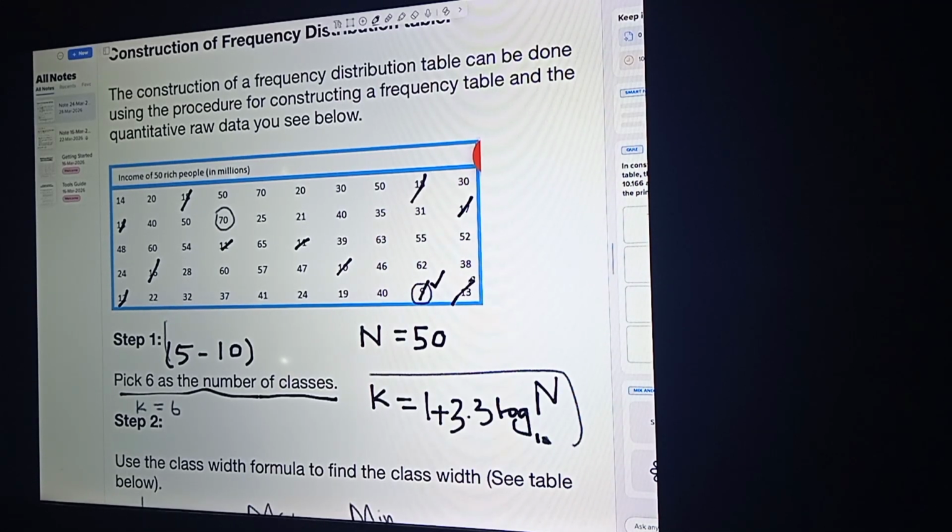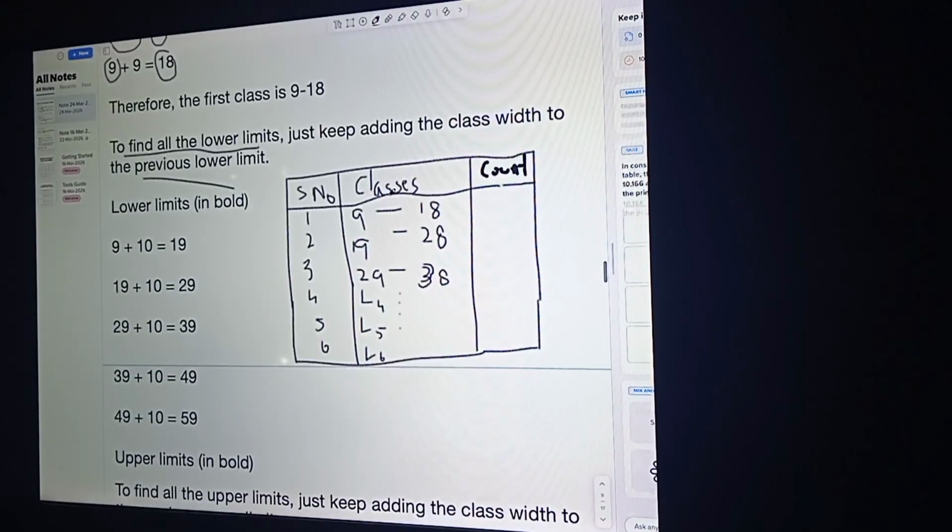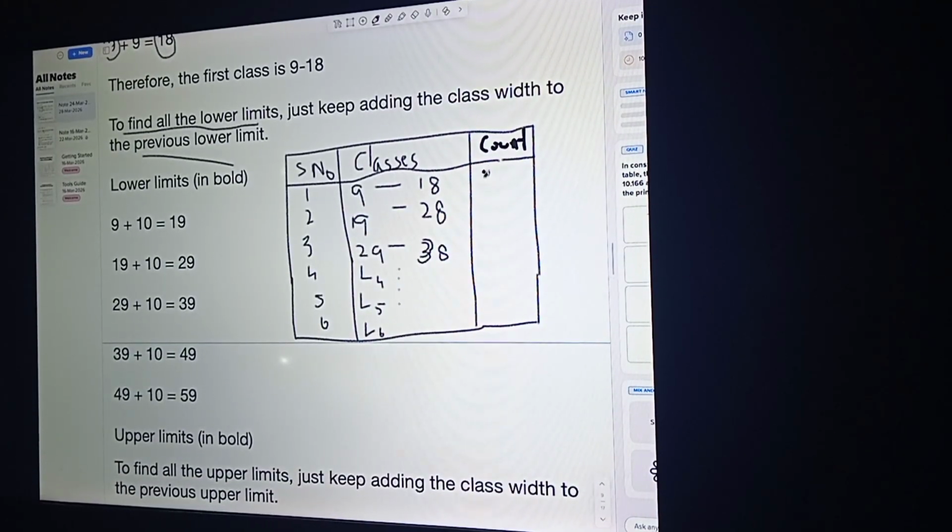So count them all: 1, 2, 3, 4, 5, 6, 7, 8, 9, 10, 11. Where is the 12th one? 9 to 18. So this is 14. So these are total 12: 1, 2, 3, 4, 5, 6, 7, 8, 9, 10, 11, 12. 12 individuals are from 9 to 18. So you can write 12 here.